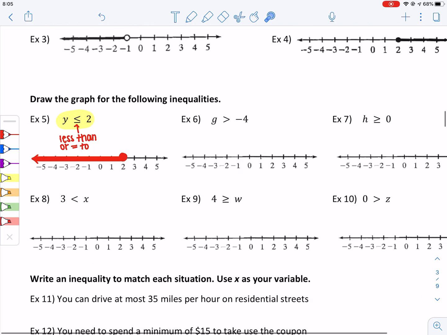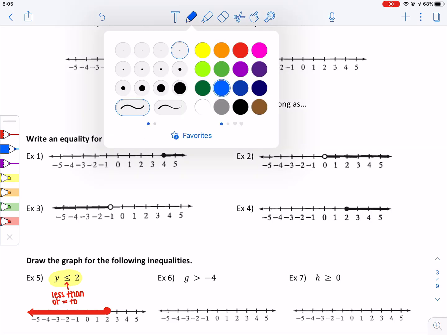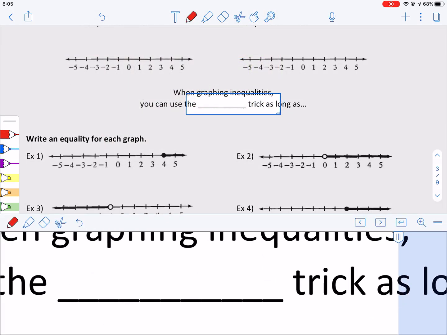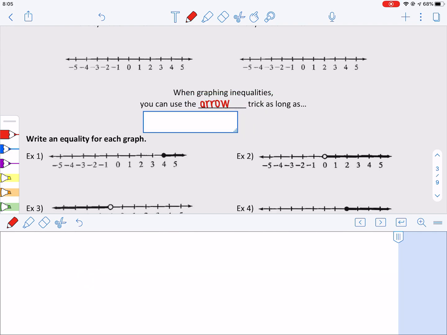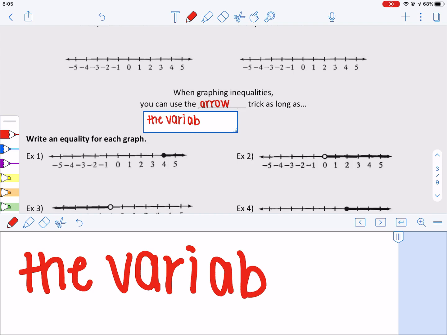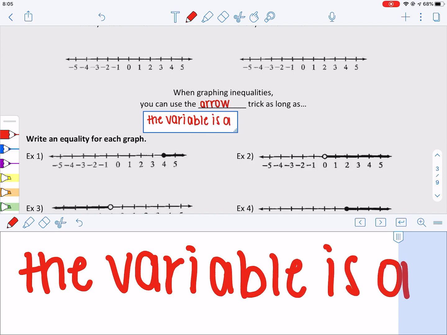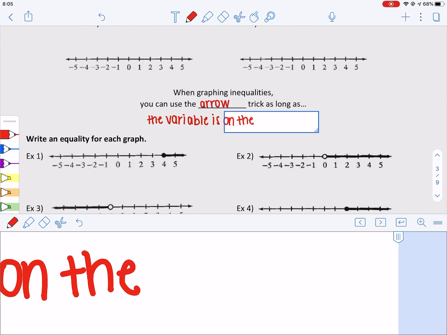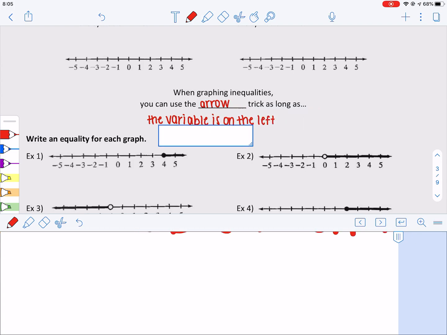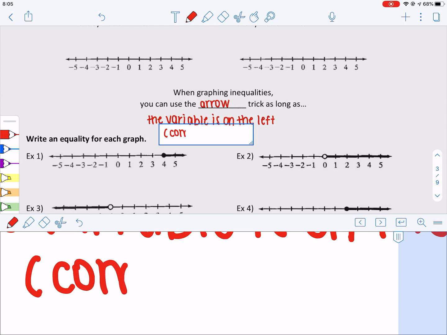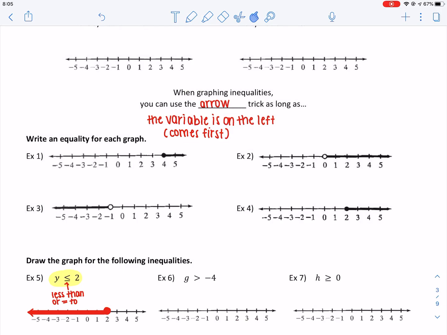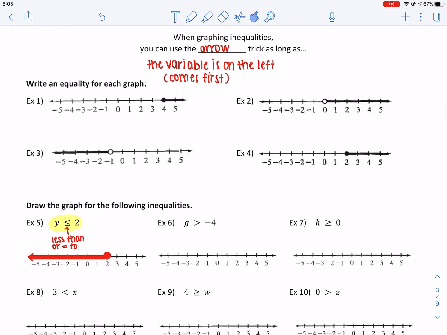Okay, so you can use that arrow trick, and let's write this up at the top of the second page. When you're graphing inequalities, you can use the arrow trick as long as the variable is on the left. Or sometimes we like to say it as long as the variable comes first. Okay, so as long as you start with the variable, you're allowed to use that arrow trick. So think of that inequality as an arrow, and it will point in the direction that you need to shade.